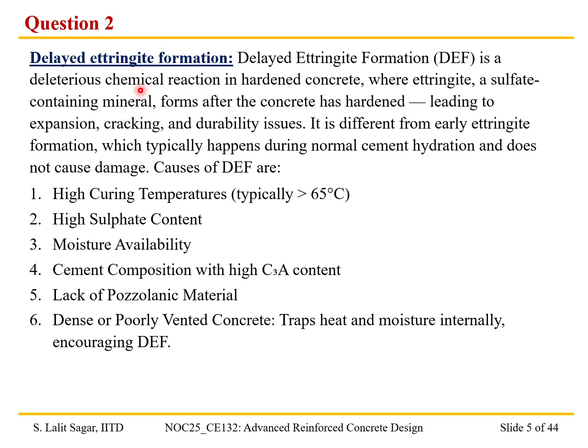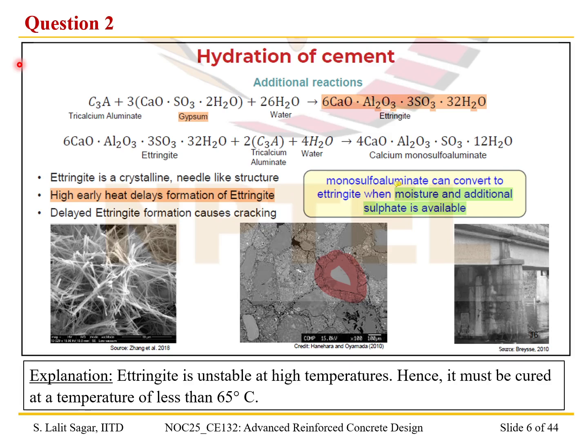So ettringite is essentially a chemical reaction which occurs in the hardened concrete. Ettringite can be formed at an early stage also, but what is more detrimental to the durability of concrete is the formation of ettringite at a later stage when the concrete has hardened. This tends to form a crystal-like structure, as you can see here. This picture is again taken from the lecture slide where the ettringite tends to have a crystal shape.